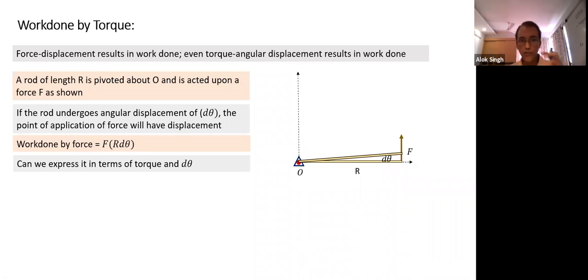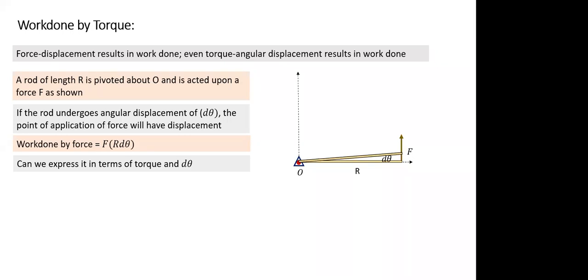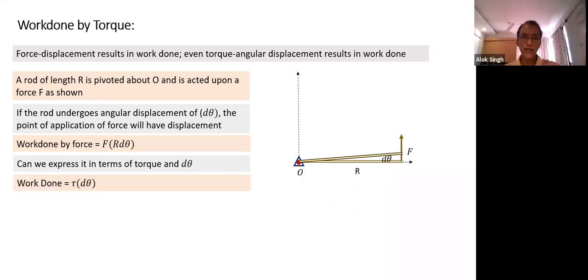So can we express this? This is work done, F into R into d theta. Can I write this expression in terms of torque and d theta? Tau d theta. F and R is nothing but torque. So the equivalent of F dot dx is tau into d theta. When you apply torque, when you rotate a wheel, do we do any work? Actually, you are doing work. The work we do is equal to the torque you apply times the angular displacement. So work done is tau into d theta.